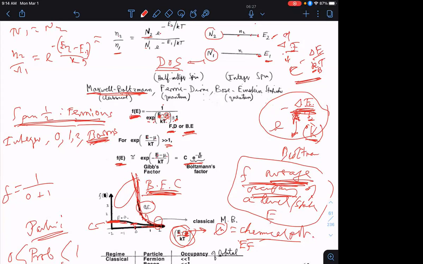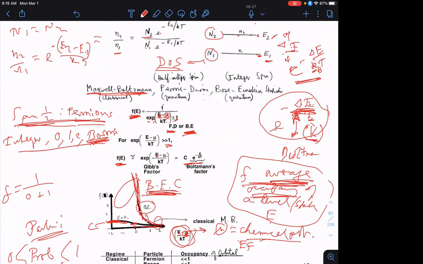Minus 1 in the case of integer spin particles called bosons. That gives you the so-called Bose-Einstein statistics, which we will not be getting into in our class. And the plus 1 corresponds to half integer spin particles called fermions, electrons being an example of that. That gives rise to the Fermi-Dirac distribution function.